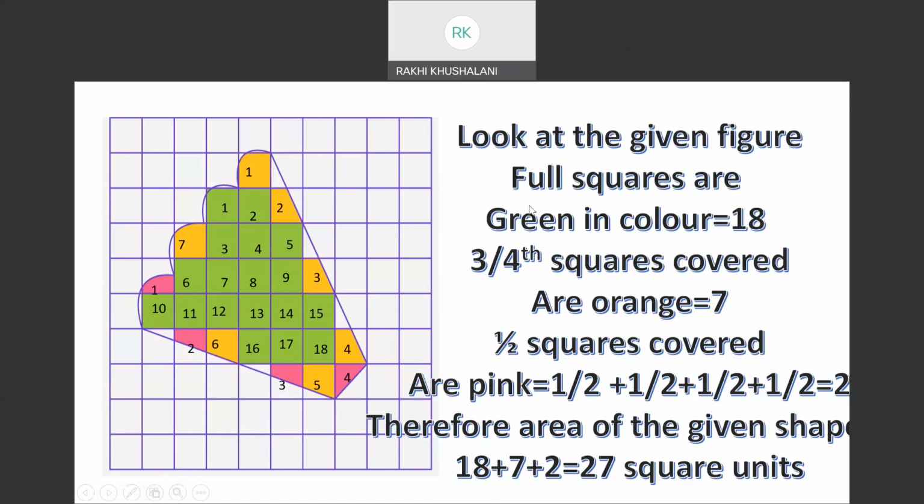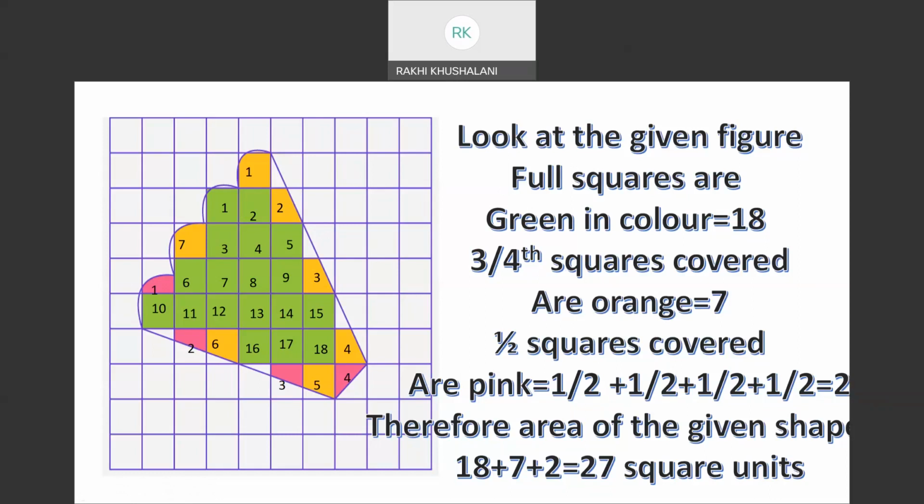So look at what I have written here. Look at the given figure. Full squares are green in color and they are 18 in count. I've written the numbers if you see. Full squares are green in color and they are 18 in number.